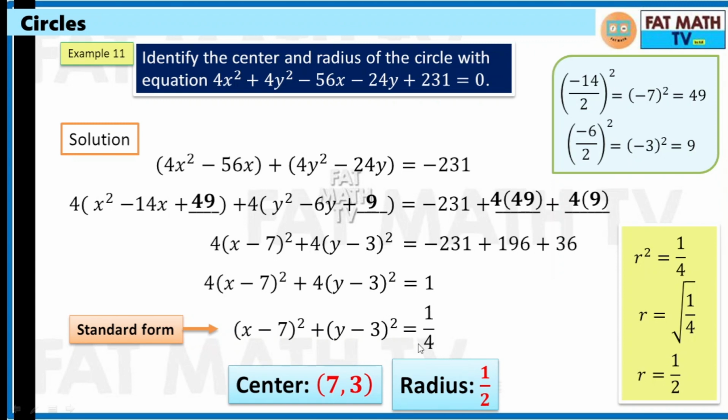Or you can have another process here where you can do an alternative process. That is, you divide immediately each of the terms here by 4. And then, after that, you do completing the square and transform into standard form. Here, what we did was we factored out 4, but in some cases, what's more convenient for other learners is you divide each term by 4 first. That will be your first step. And then after that, you complete the square and so on.